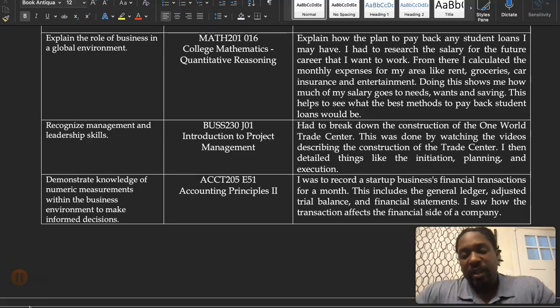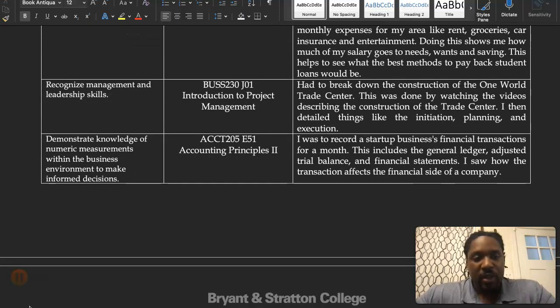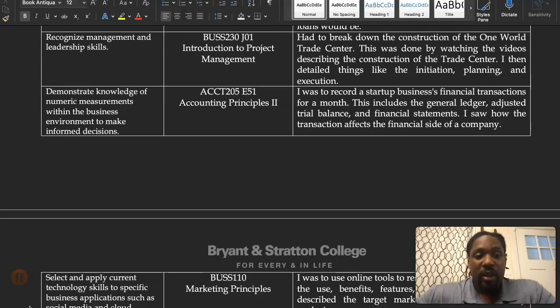And it showed me that each level had different things they had to go through, different obstacles that the management had to push through, and lead the other workers, other employees, and things of that sort in the right direction. Next thing we had was to demonstrate knowledge of numeric measurements within the business environment to make informed decisions.